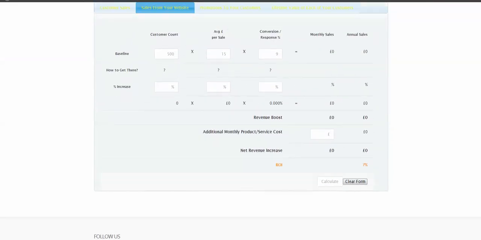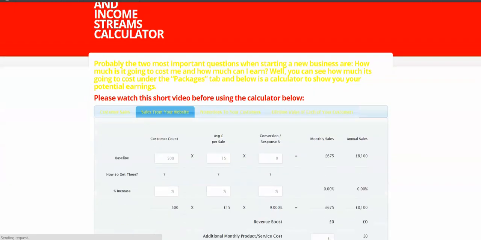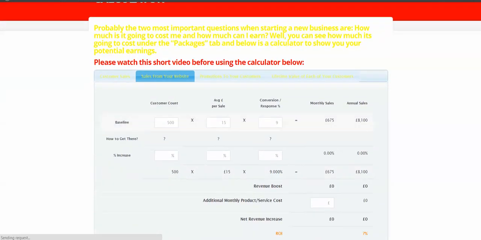Now, if we scroll down to the bottom and we click the Calculate button, the page should refresh itself. There you go. Now, that is going to give you an extra £675 of sales. Or £8,100 annual sales.